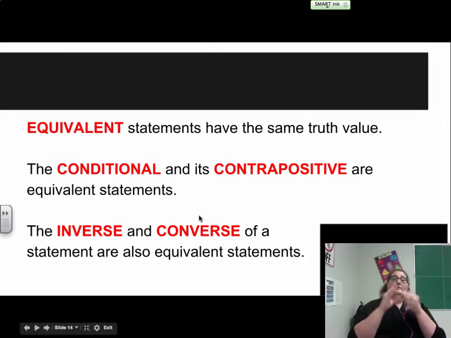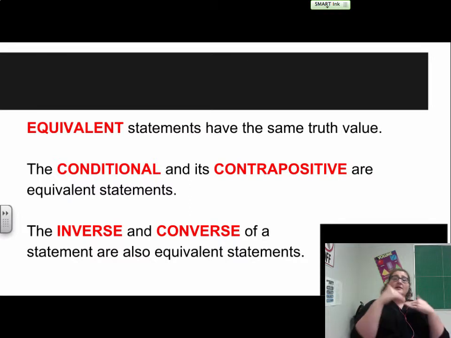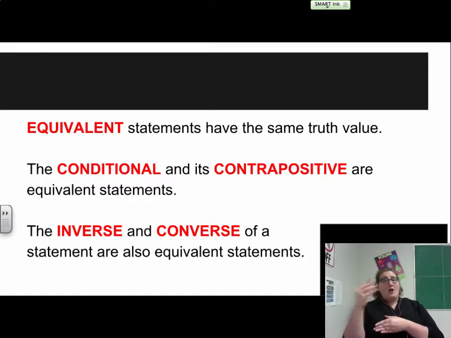Equivalent statements. Equivalent statements have the same truth value. The conditional and its contrapositive are equivalent statements. The inverse and the converse statements are also equivalent statements.